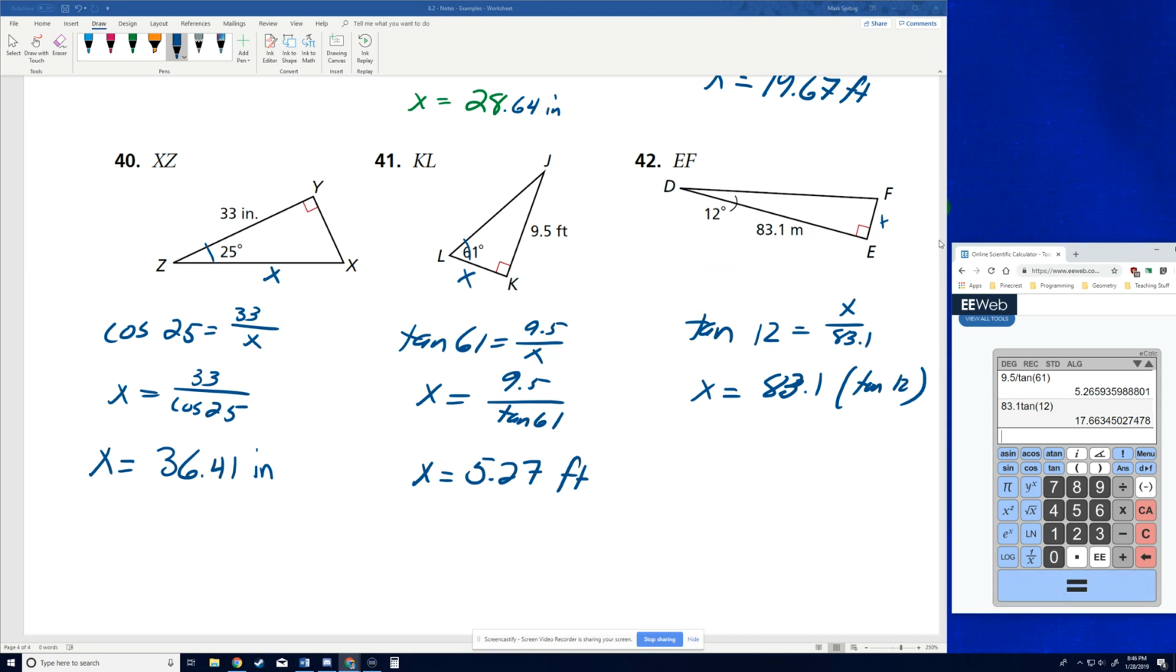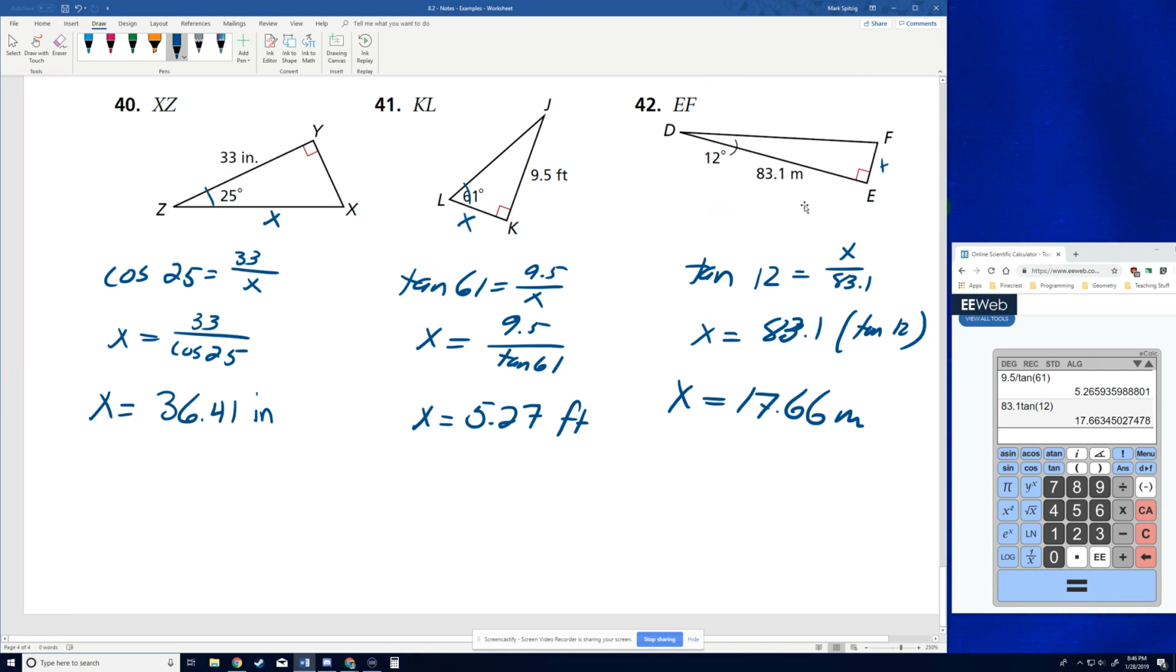17.67. Yeah, it looks shorter than that one. And that is meters. All right, so there we go.